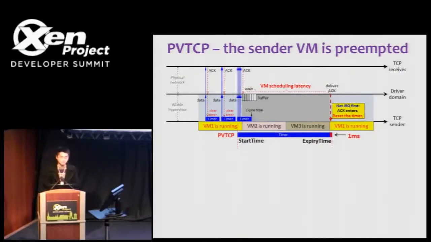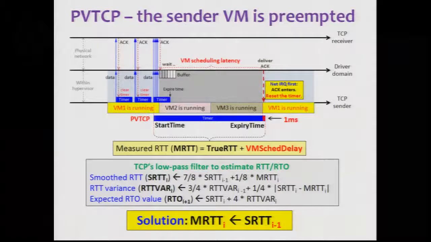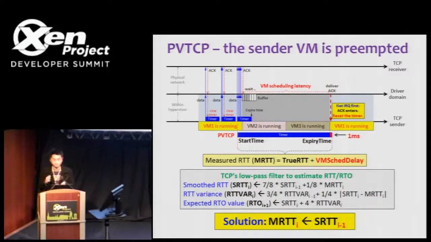In this case, spurious RTOs will not happen. There is another problem: once the ACK enters the VM, it will be used to calculate the network RTT. However, the measured RTT includes the VM scheduling delays. According to TCP's low-pass filter, this kind of VM scheduling delay can be tens of milliseconds, which will dominate the network RTT. It will cause serious inflation to the smoothed RTT, the RTT variance, and finally the expected RTO values. So in our solution, we adopt a conservative approach by giving the smallest RTT to the measured RTT at this moment.